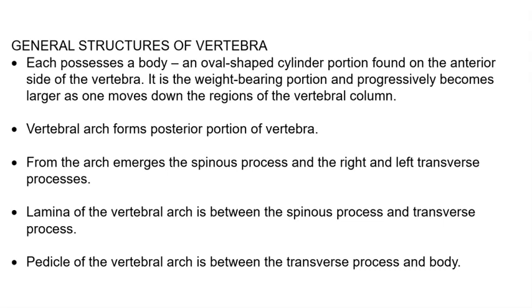The vertebral arch forms the posterior portion of the vertebra. From the arch emerges the spinous process and the right and left transverse processes, both of which we'll examine in a moment. The arch is fundamentally composed of two sets of pieces, the lamina and the pedicle. The lamina of the vertebral arch is found between the spinous process and the transverse process, while the pedicle of the vertebral arch is located between the transverse process and the body of the vertebra.